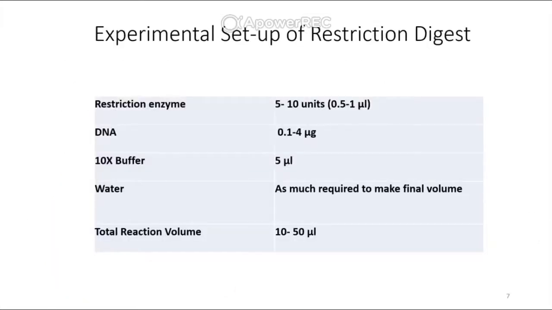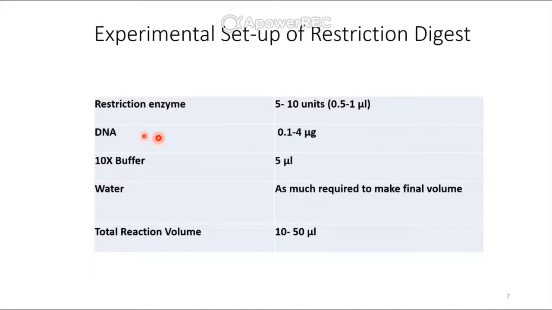This is a typical experimental setup for a restriction digest. The ingredients for all of these come in their own tubes, and each one of these ingredients is added. So for a restriction enzyme, you would add what they call units. We won't go into detail about what that means, but it's a certain measurement of how much restriction enzyme is in a certain volume. And you would add 0.5 to 1 microliters.